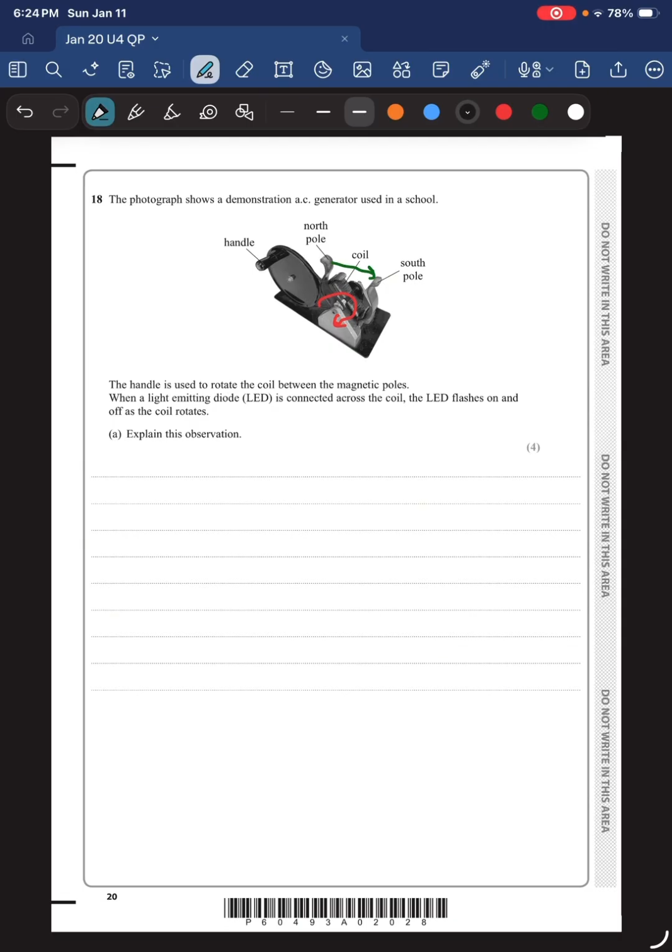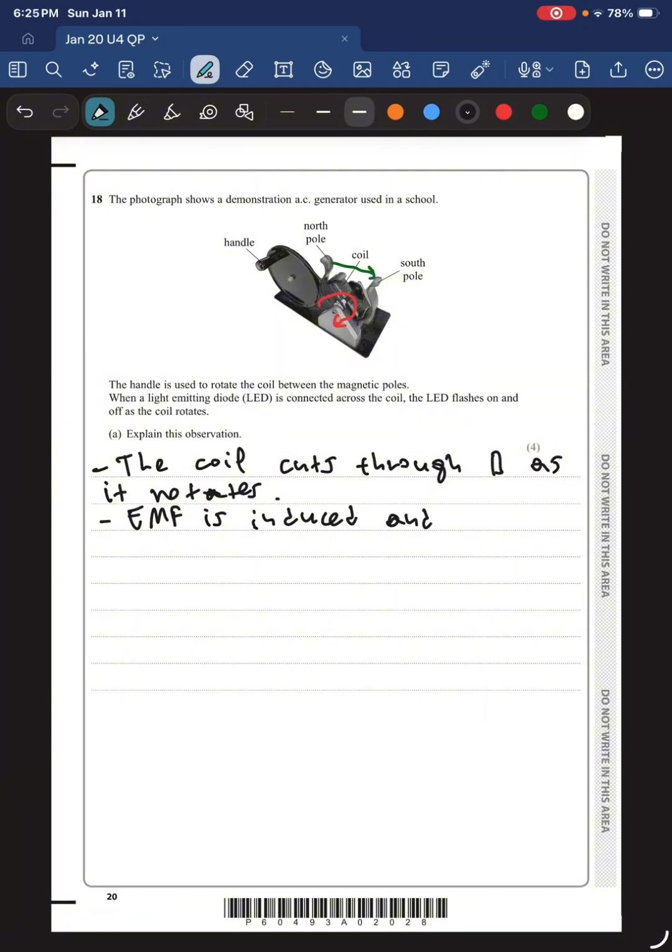So the handle is used to rotate the coil between the magnetic poles. When a light emitting diode, LED, is connected across the coil, the LED flashes on and off as the coil rotates. Explain this observation. So the coil cuts through B, the magnetic flux density, as it rotates. Okay, so EMF is induced, and because we have a closed circuit, current runs through the circuit.